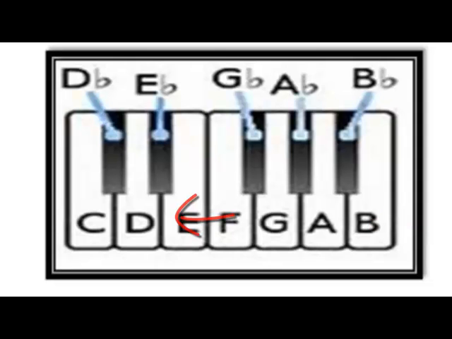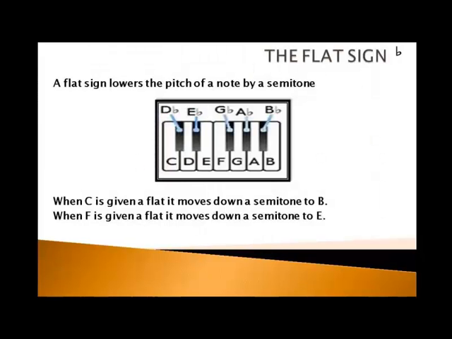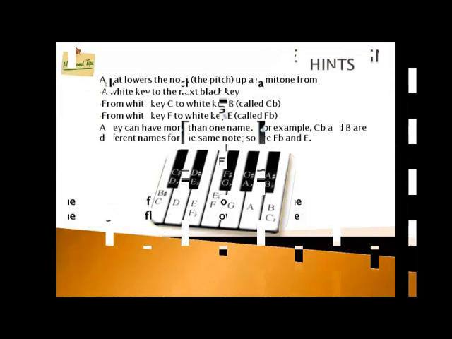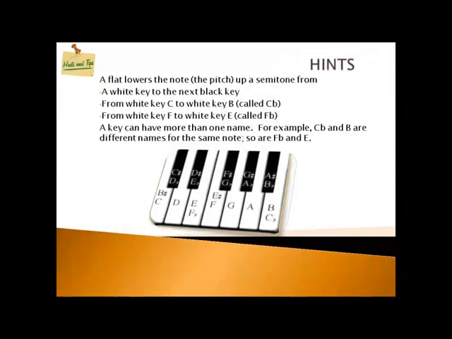Notice how the black keys have two names. It depends on if you're going to call it a sharp or a flat. For example, C sharp is the same as D flat. D sharp and E flat are the same note. So here's some hints when you're writing flats.